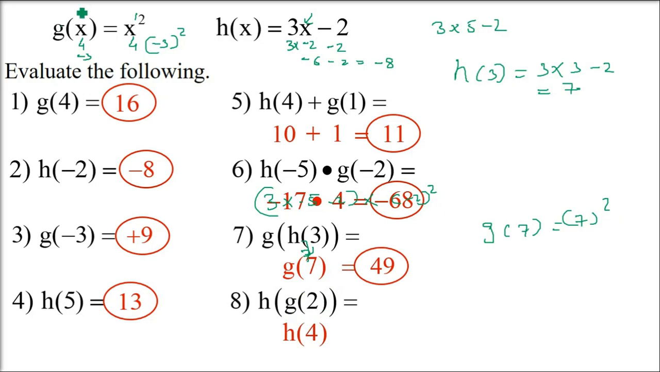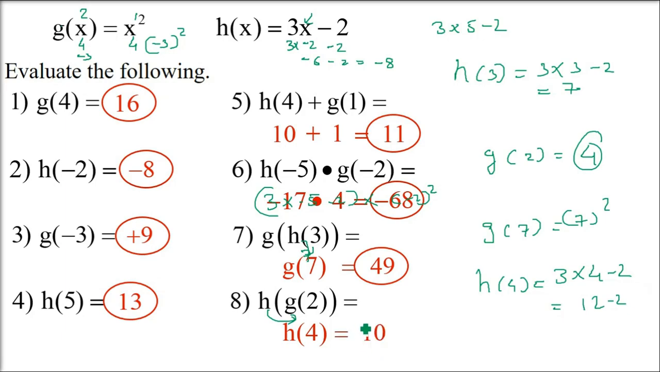HG2. First G2. Put 2 here. 2 squared is 4. So 4 here. Now put H. Inside this we get 4. You have H4. That is going to be 3 into 4 minus 2. That is 12 minus 2. That is going to be 10.